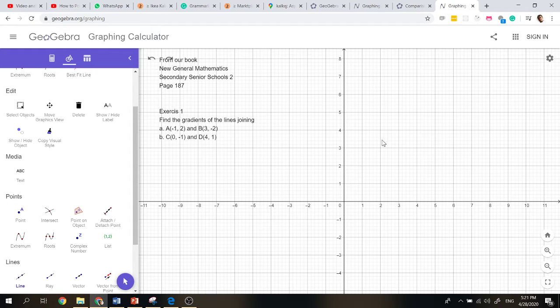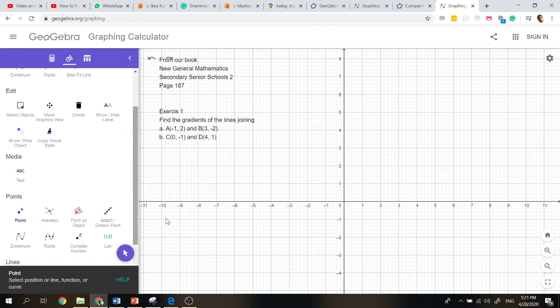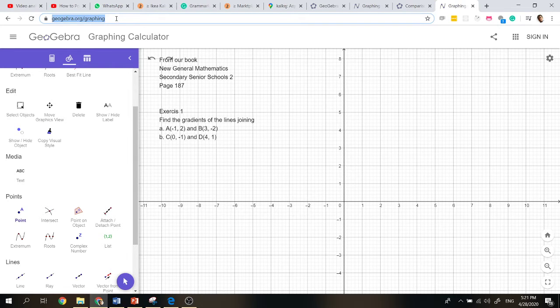Now first, to solve the question, let's put our points on our Cartesian plane. As you see, I'm using GeoGebra, and you can see the link here, the URL, the page, the name. You can directly enter this page and draw these figures. Later on I will save my drawings and share them with you, then you can easily use them. Let's begin.